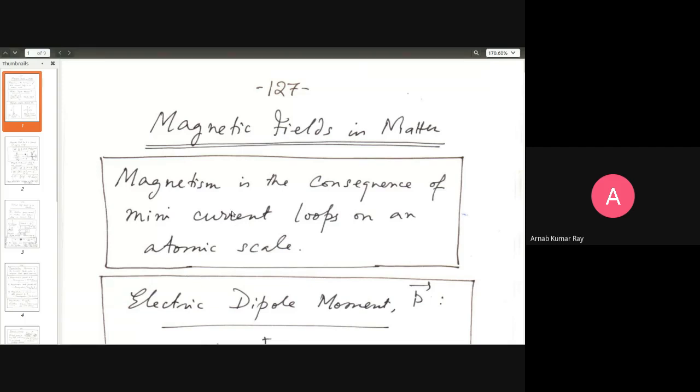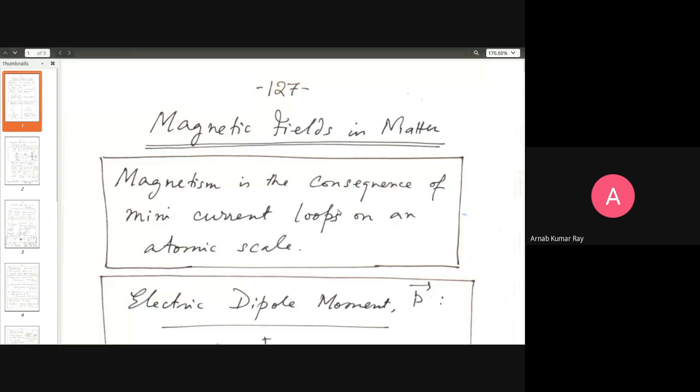Let us see now. Magnetism is the consequence of many current loops on an atomic scale. Just a while ago, I discussed the Maxwell equations. Nowhere in any of the Maxwell equations did he discover anything like a north pole or a south pole of a magnet. All of magnetism is the outcome of a physical element of charge known as electricity.